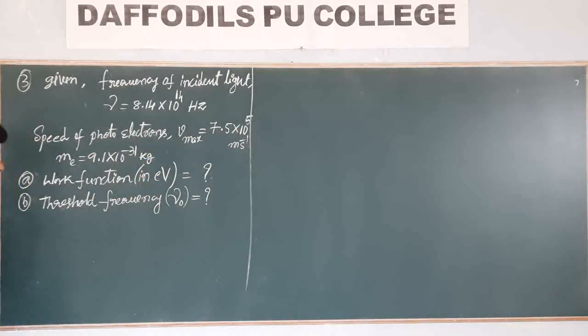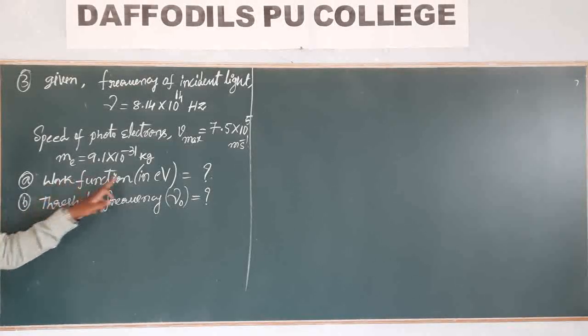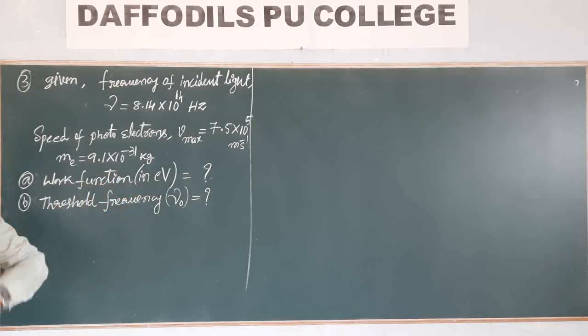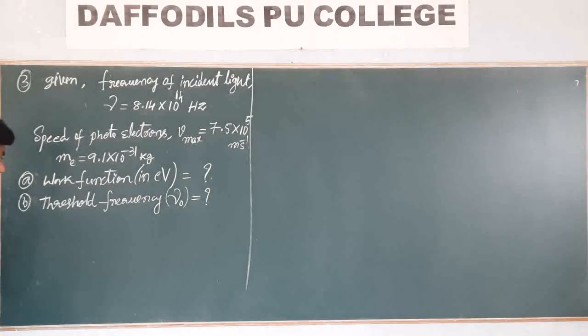Now we are going to solve the numerical. First we will calculate the work function in terms of electron volt. If you get the answer in terms of joule, just convert it to electron volt. Later we will calculate the threshold frequency.